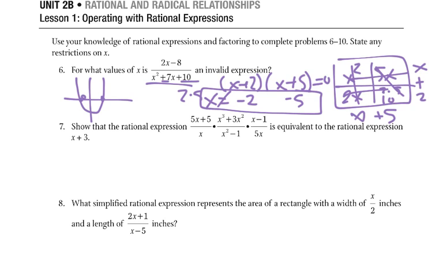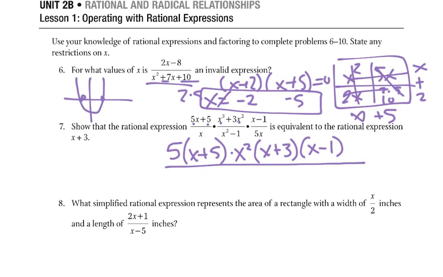Those are the restrictions. Number 7 says, show that the rational expression, all of that, is equivalent to the rational expression x plus 3. So essentially we've got to try to eliminate things here. First step, we can pull out a 5. So we have 5 times x plus 5 times, we can pull out an x squared, right? x squared times x plus 3 and then x minus 1.